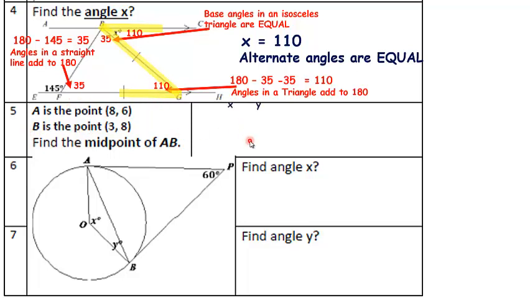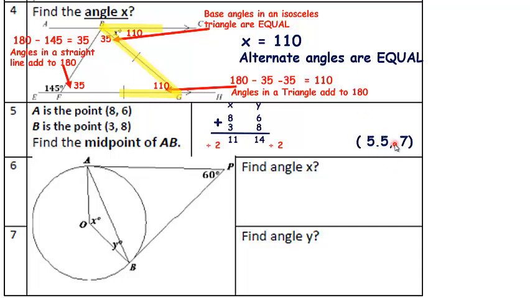This should be now. Add up the x's, add up the y's. 8 plus 3 is 11. 6 plus 8 is 14. Half them both. Half of 11 is 5.5. Half of 14 is 7. Make sure you put it in brackets with a comma in between.